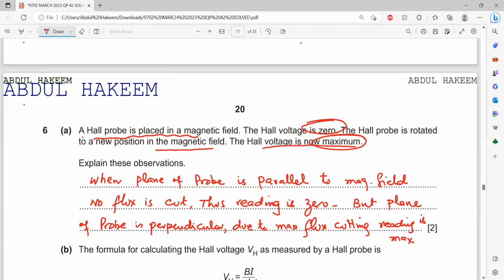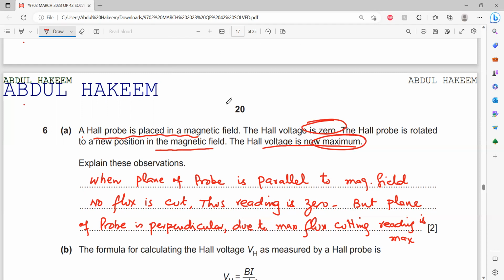So we will write here, when the plane of the probe is parallel to the magnetic field, no magnetic flux is cut. Thus, the EMF induced or the reading is 0. There is no deflection of the charge particle, so the reading is 0. But when the plane of the probe is perpendicular, according to Fleming's left-hand rule, forces are experienced by the moving charge particle and it is deflected. So due to this maximum flux cutting, the reading is maximum.